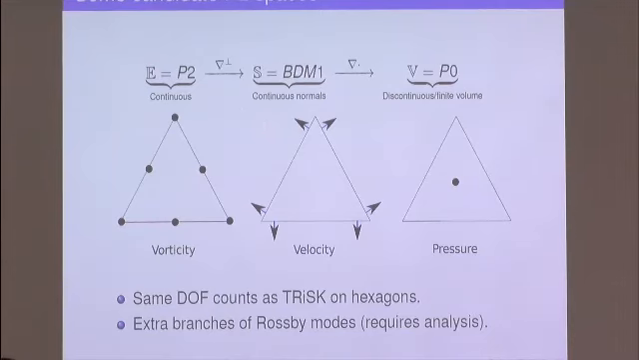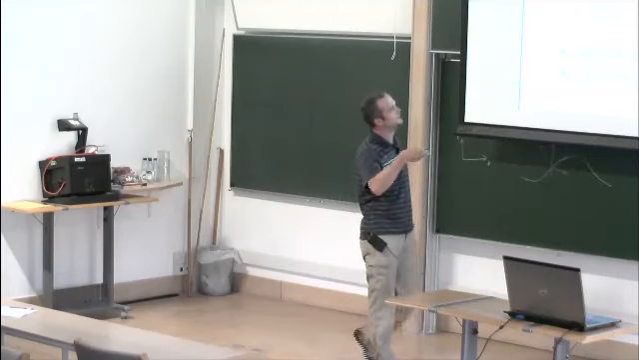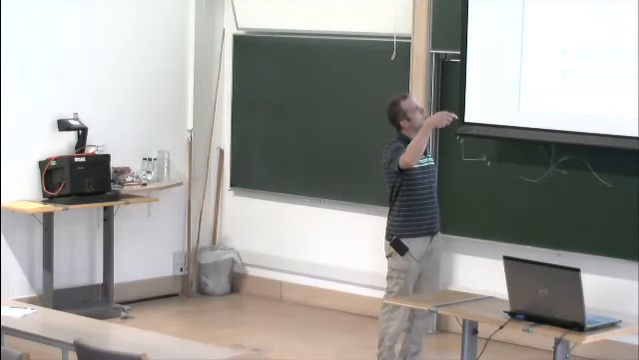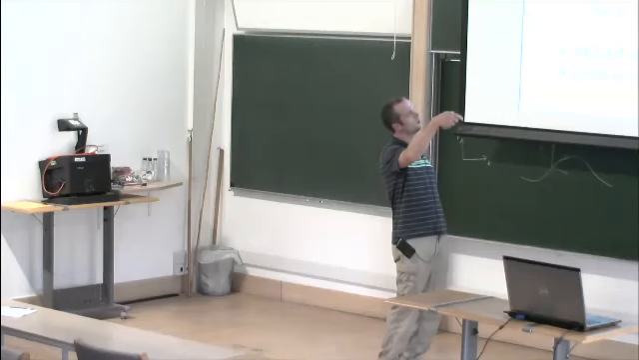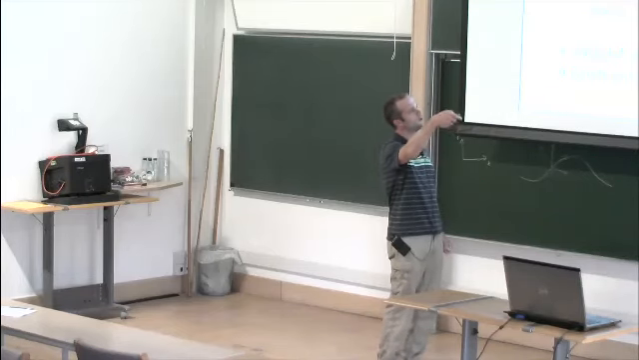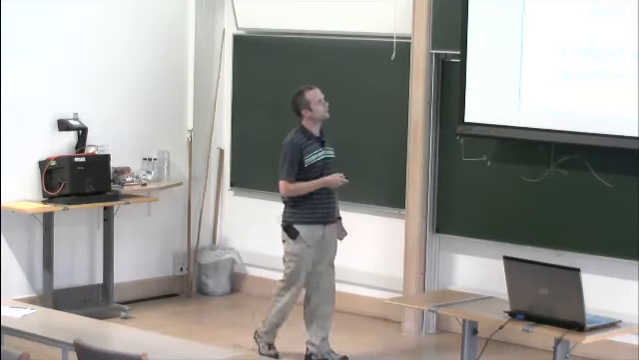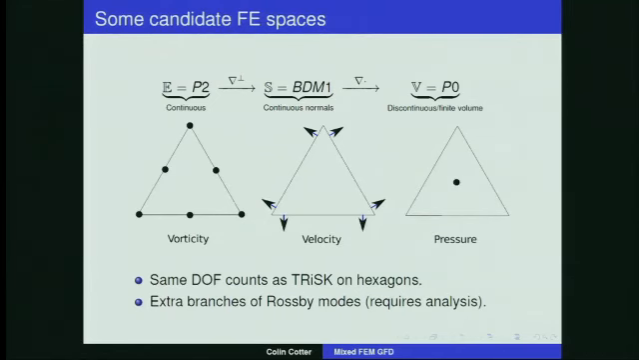If you take a curl of one of those, you get a function which is then linear, because you're differentiating a quadratic function, so you'll get a linear velocity field. And it's now only continuous in the normal component. So the way you can store that is you store two normal components on each edge. That's 3 times 2 gives 6, which is enough to store a linear velocity field. And then I can take a divergence of that, because I'm allowed to take divergence of things with continuous normals, and that gives me a piecewise constant function. So this is one example of a finite element space that's permissible.